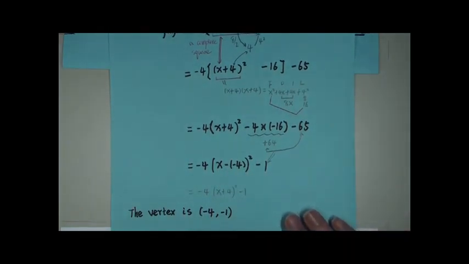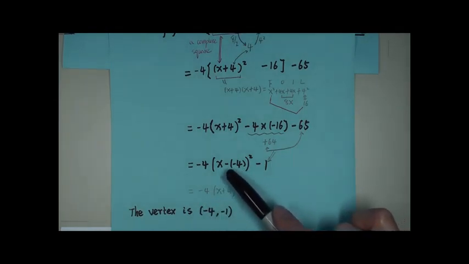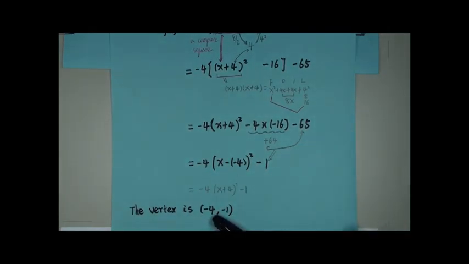The reason I'm writing it this way is that we want to have the vertex. The vertex x-coordinate will be the opposite of this number, which is negative 4, and negative 1 is the y-coordinate. This will be the vertex. And you can draw the picture.